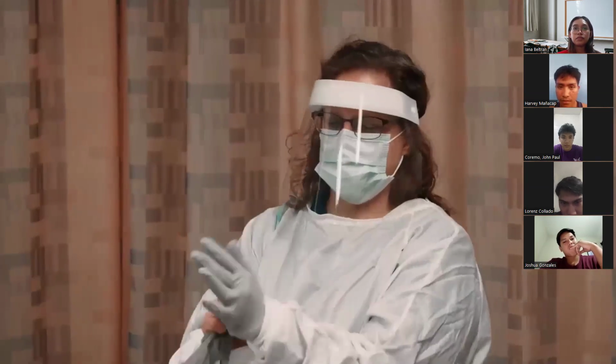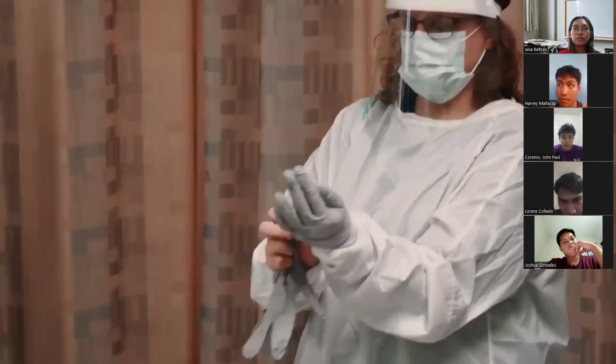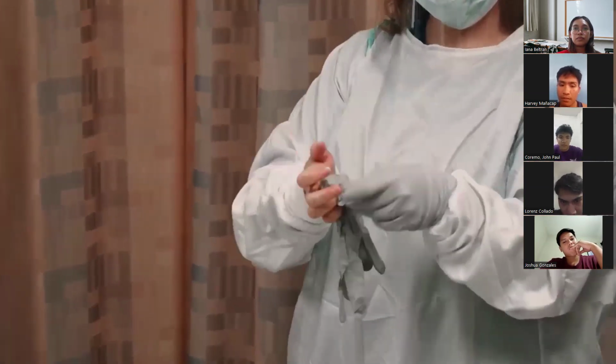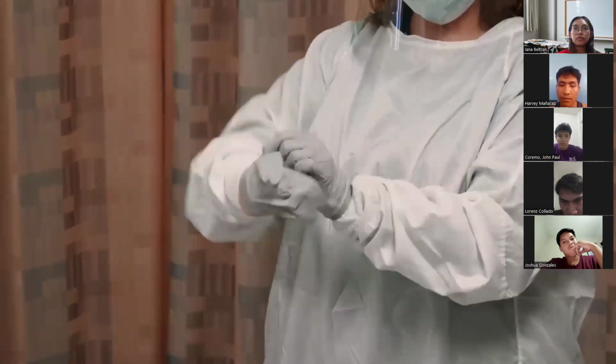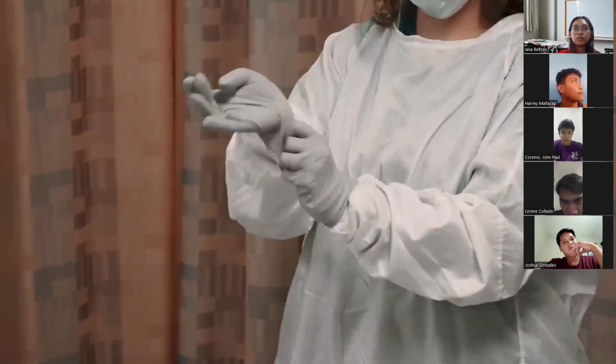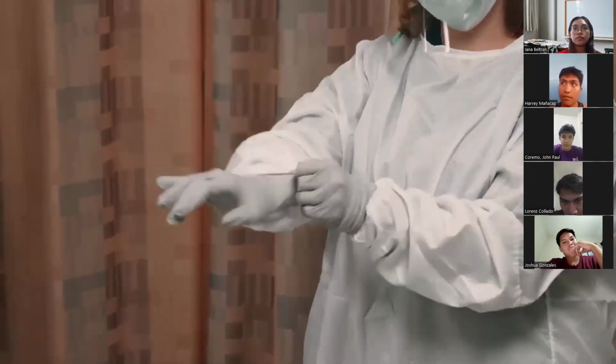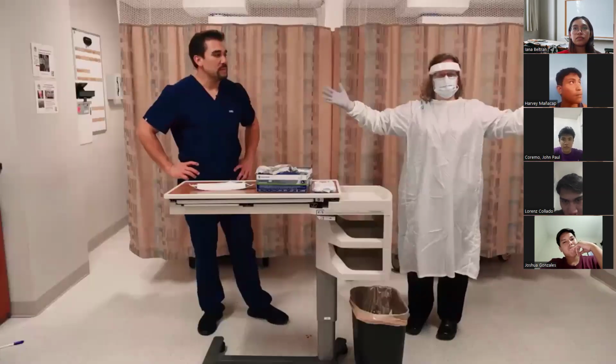Now, one of the biggest points and the key takeaway is the gloves go over the ends of the sleeves of the gown. We want to make sure that we're aseptic. We don't want anything leaking into there. If anything gets splashed on us, we want it to be on the outside.